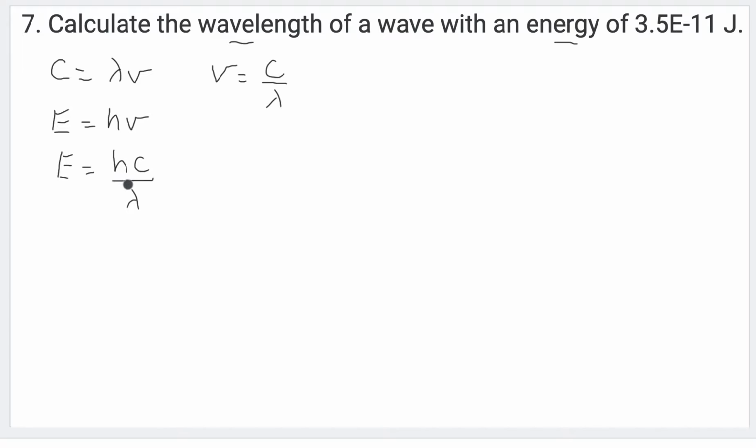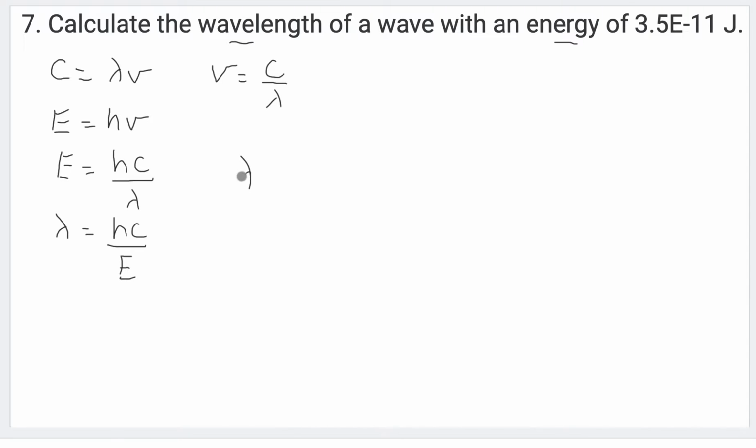Now, once we have that equation, we want to get wavelength. See how energy is on the top, but wavelength is on the bottom, and they're on opposite sides of the equal sign? Well, a little algebra trick: if something is all in multiplication or division, and it switches from one side of the equal sign to the other, it just moves diagonally. So we can rewrite this equation and get that wavelength is equal to Planck's constant times the speed of light over energy. Now we can just plug in our numbers.